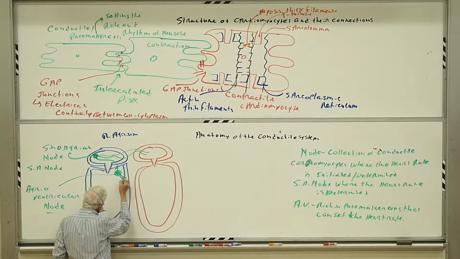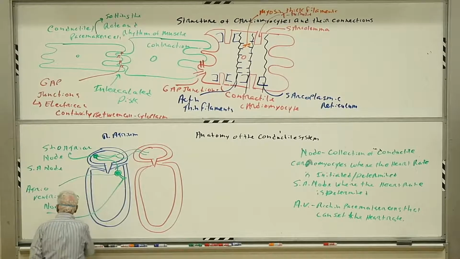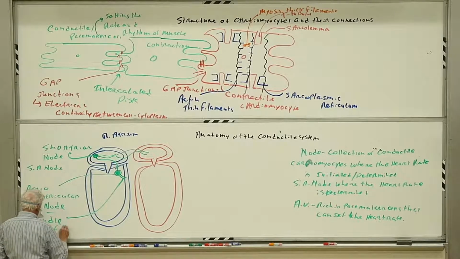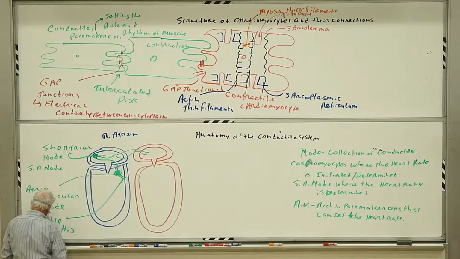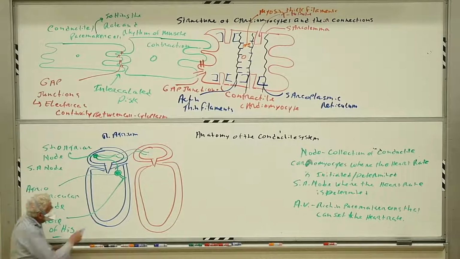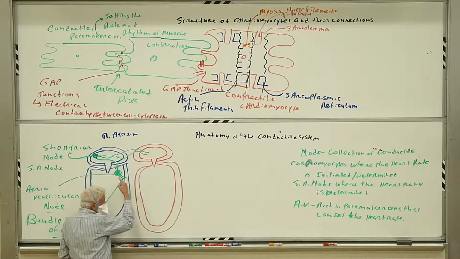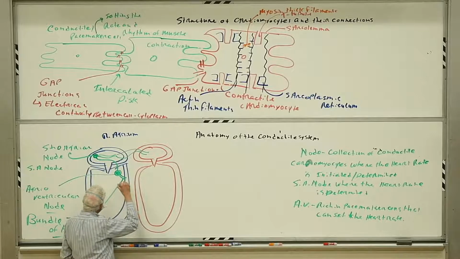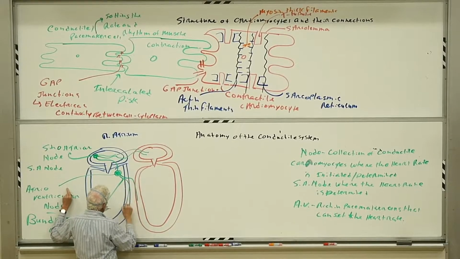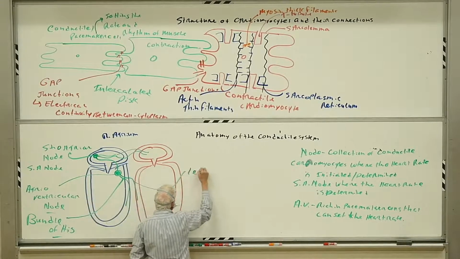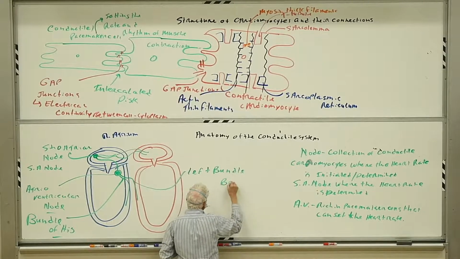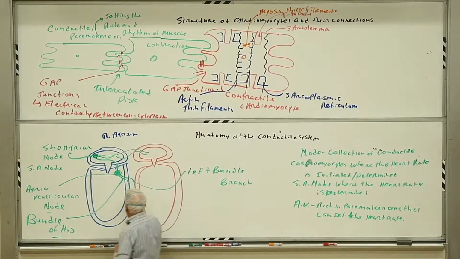This is a bundle of conductile cells, and this bundle has a name. It's called the bundle of His. This is one of these eponymous names. Dr. His, I think, was a German physiologist in the 19th century. So we call this the bundle of His. But that bundle of His, which is a single bundle coming out of the atrioventricular node, branches into two bundles: a left bundle branch and a right bundle branch.